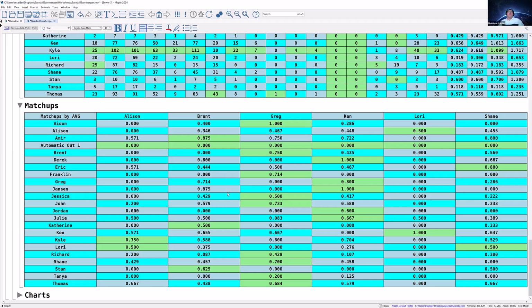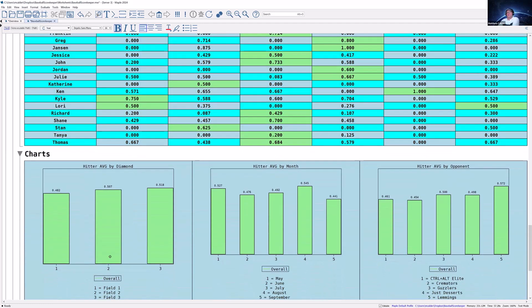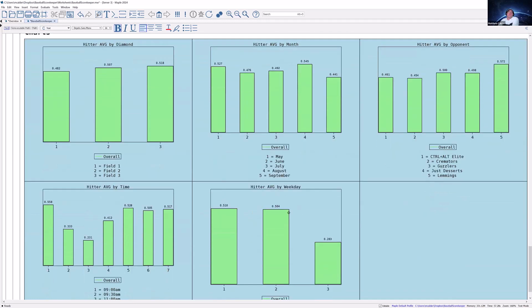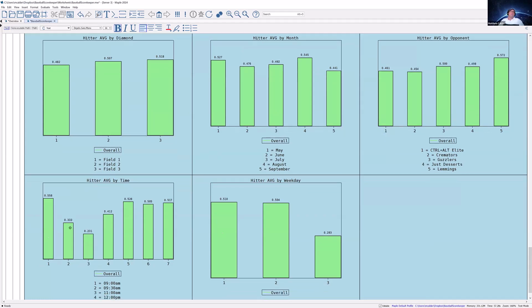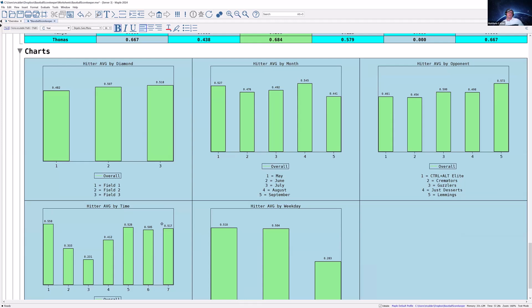Something to think about with baseball: the closer you look at statistics, the more it doesn't make sense. The more you scratch your head. And there's also a bunch of charts you can do. Some hitters hit better on certain diamonds or in certain months against certain opponents. That's to be expected. Sometimes it varies widely for a particular hitter on a given day or the start time of the day.